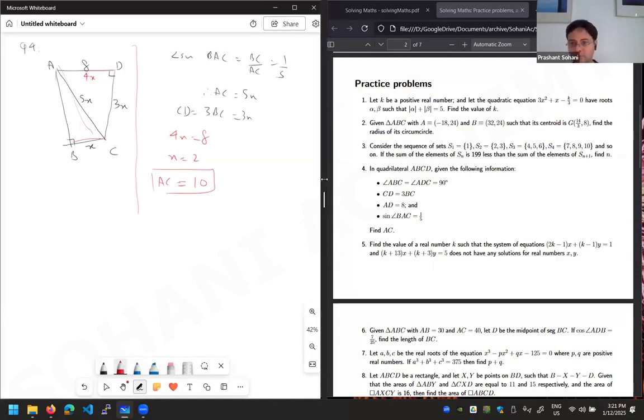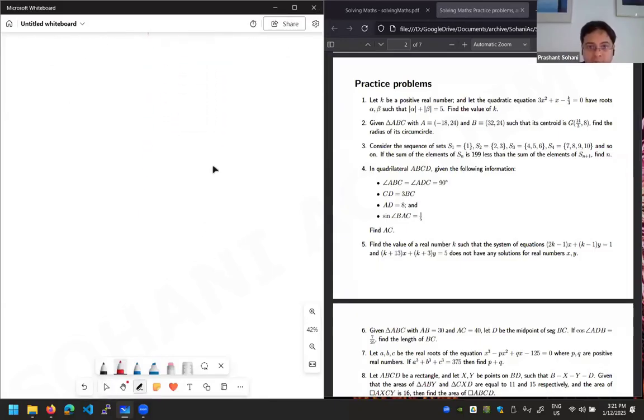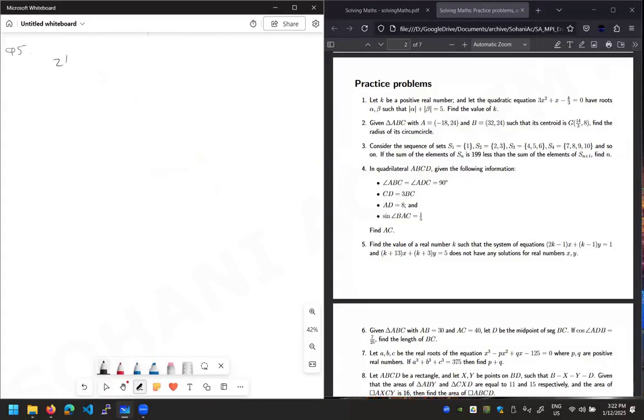Okay. Any doubts about this question? Okay. If not, then the next question, question 5. Anybody who has solved question 5? So, okay, just 1 minute.